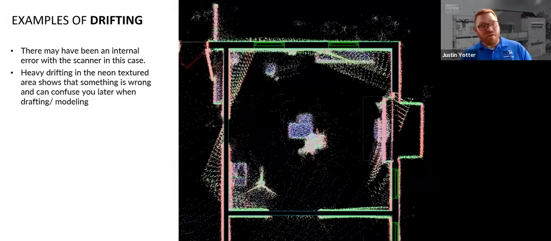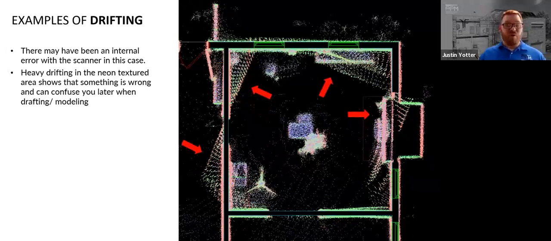There may have been an internal error with the scanner in this case, and in fact, I know it was, because this was an issue that happened with our scanner a couple of years ago and has since been resolved. But heavy drifting in the neon textured area shows that something is wrong and can confuse you later when drafting or modeling. You can actually see here where it twisted all the points and created a kaleidoscope almost with the data.